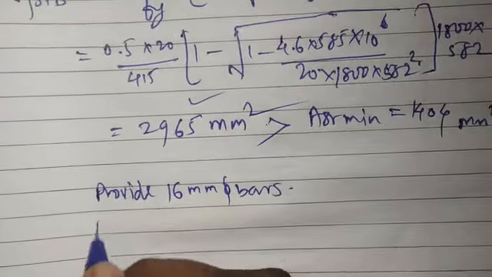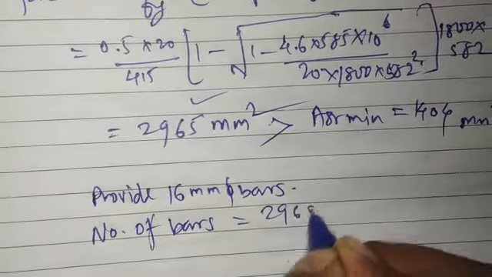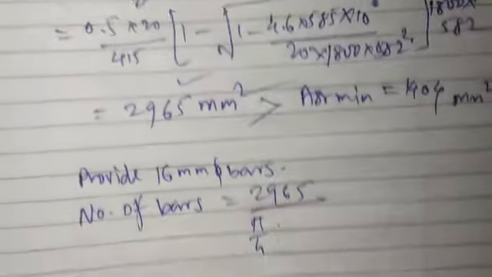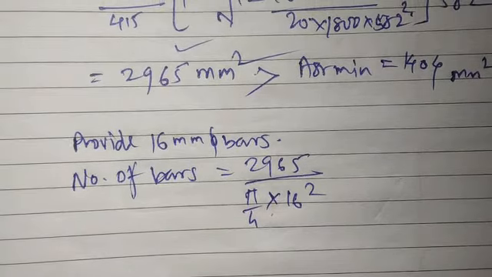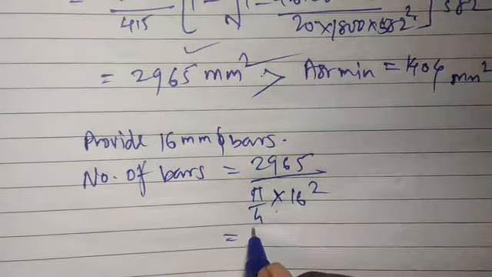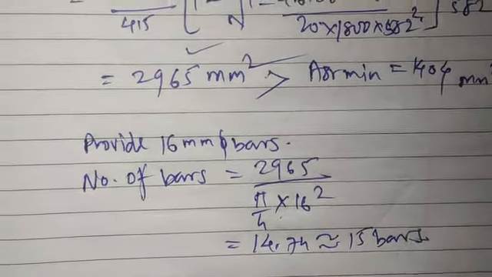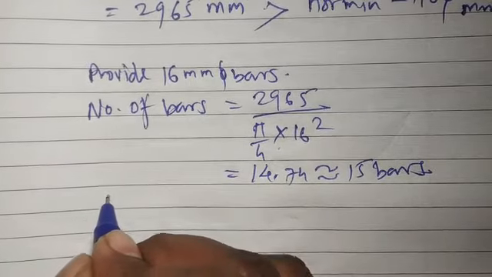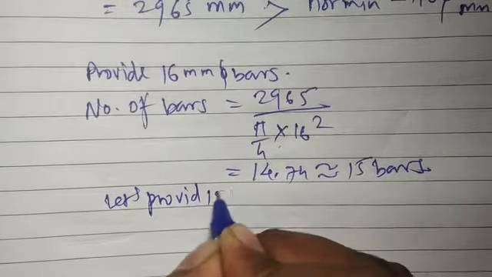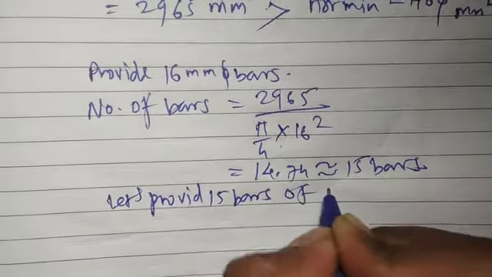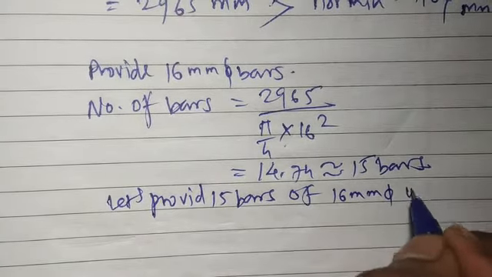So number of bars equal to 2965 divided by area of single bar, that is pi by 4 into 16 square. So let's see how many bars there are. It is 14.74, so we provide 15 bars. Okay, so let's provide 15 bars of 16 mm diameter under column B.